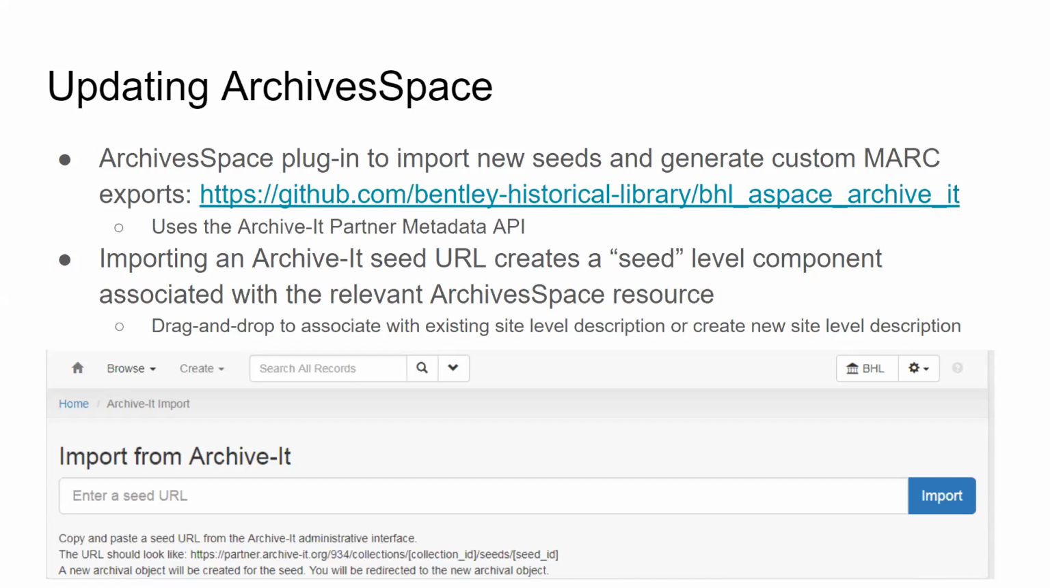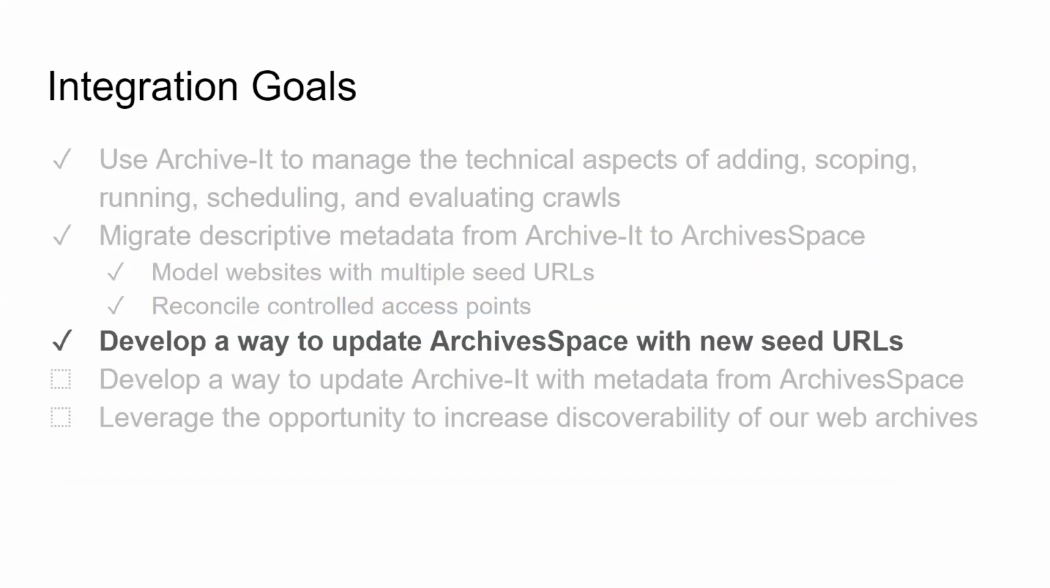So it allows us to go to ArchiveIt, add a new seed, run a couple of test crawls, maybe add some scoping rules, manage all those technical aspects of running and scheduling the crawl, and then go over to ArchiveSpace, import the seed, and then create our description there. So we developed a way to update ArchiveSpace with new seed URLs.